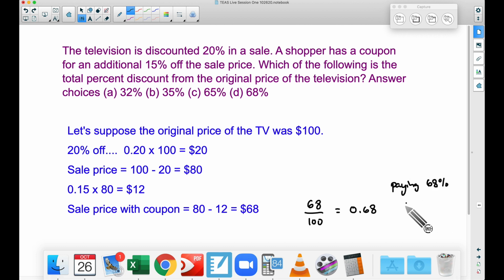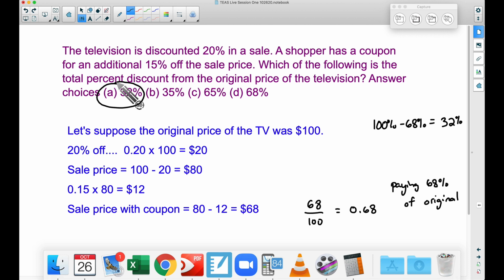We are paying 68% of the original. The question doesn't ask what percentage we are paying. It asks what percentage our discount is from the original. So 100% minus the percentage that we're actually paying. We're paying 68% of the original. The total discount that we're getting off is 32%. Our answer is going to be A. That is a tricky one.